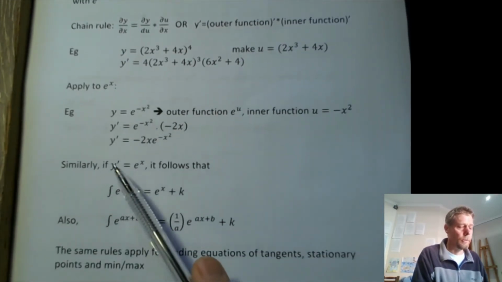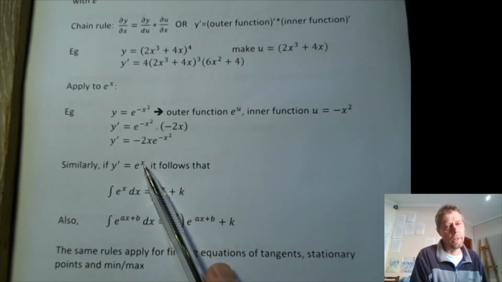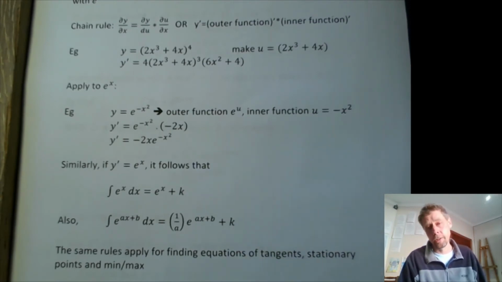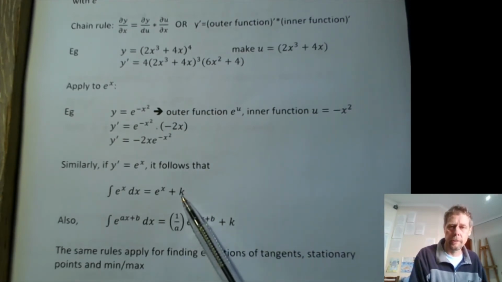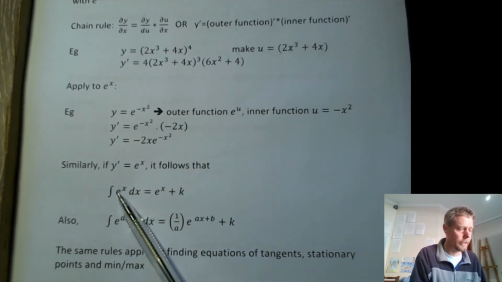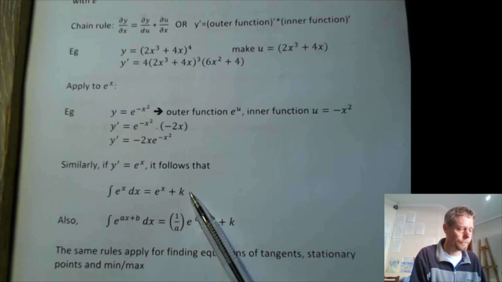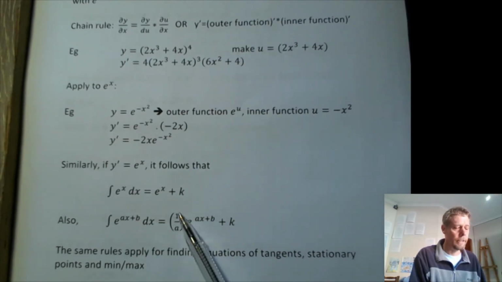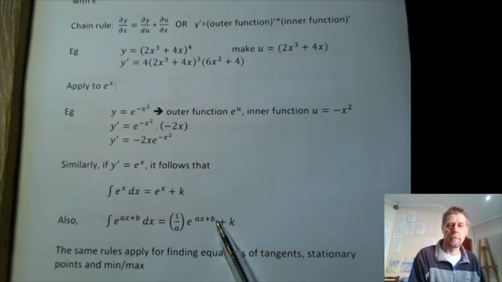Now similarly, if y dash is equal to e to the x, then what is y? Well, just integrate e to the x, and you get e to the x again. They don't change. If the differential is e to the x, then surely the integral is also e to the x. But don't forget, there's also a constant, because it's an indefinite integral. And also, what we learned with polynomials is that when you integrate a function e to the ax plus b, you just need to put 1 over a in front and treat ax plus b as a big X. So we have 1 over a in front, and it's e to the ax plus b. And don't forget your k again.